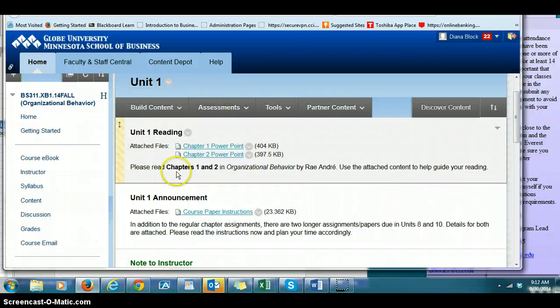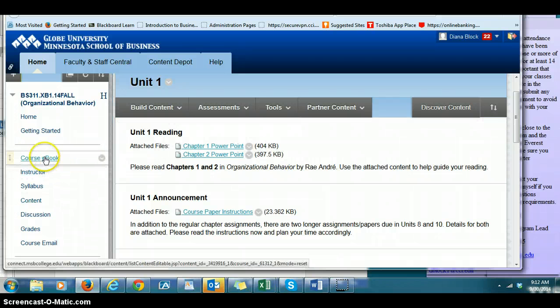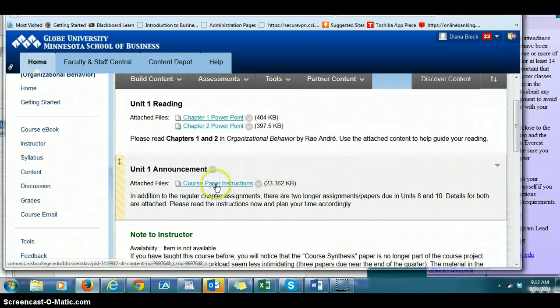This week we're going to read chapters 1 and 2 in our organizational behavior textbook, and that is an ebook, so you have your ebook link here. Now, this particular week, week 1, I've also posted the course paper instructions. You are going to have 3 special papers throughout this course, and they're in the second half of the course, but I'm putting the instructions here now because all of the information that you're learning starting in week 1 will contribute to those course papers.